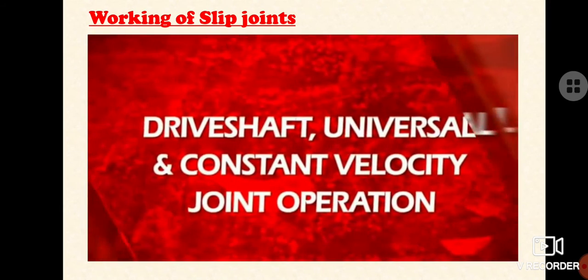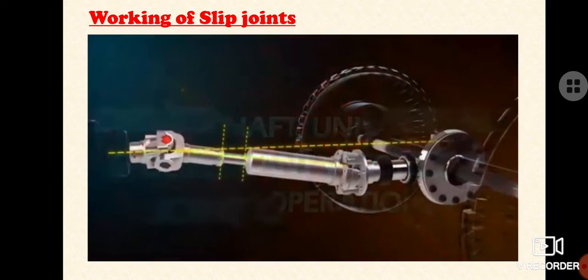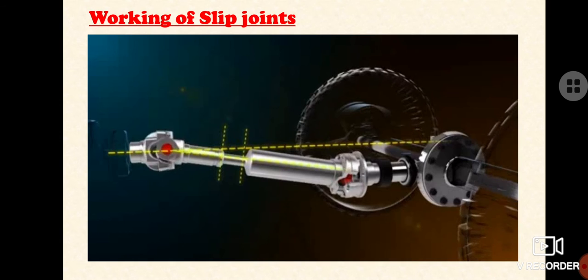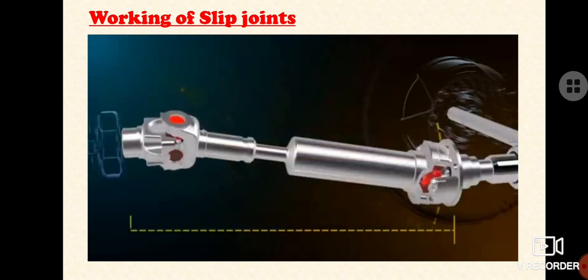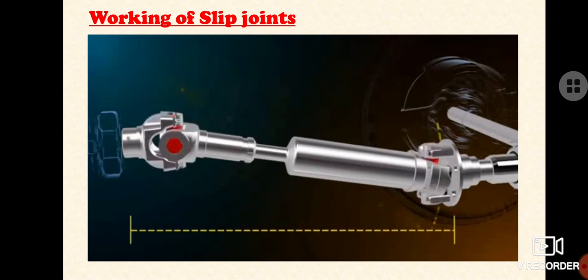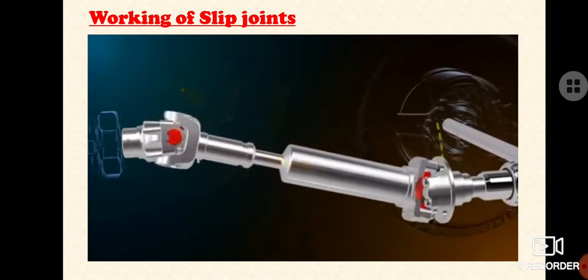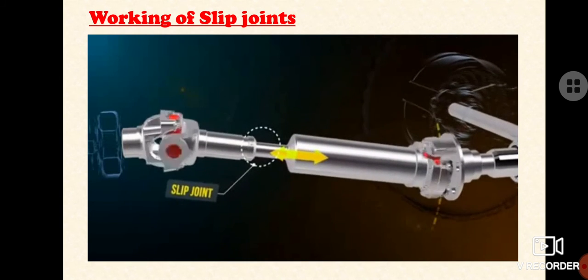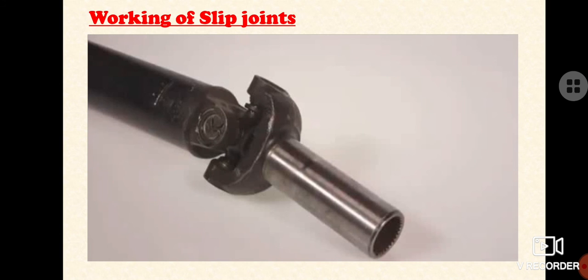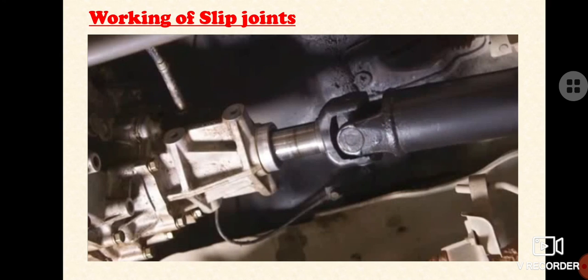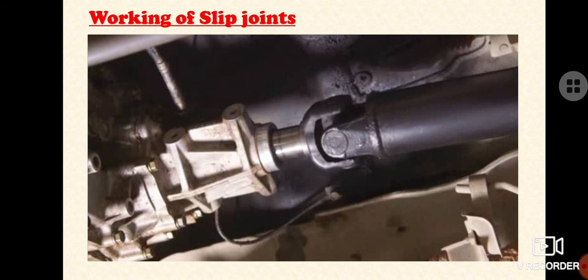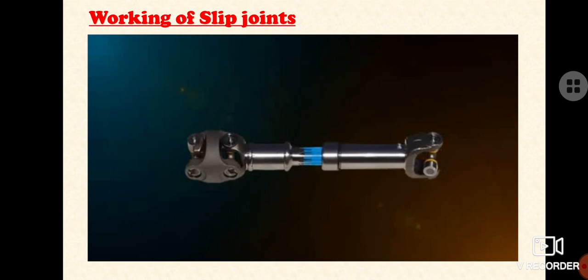It has outside splines on the shaft and matching internal splines in a mating hollow shaft or yoke. When assembled, the splines cause the shafts to rotate together while they can move back and forth. This changes the length of propeller shaft. So you observe in this picture, this video represents the movement of universal joint. Here it represents the slip joints.